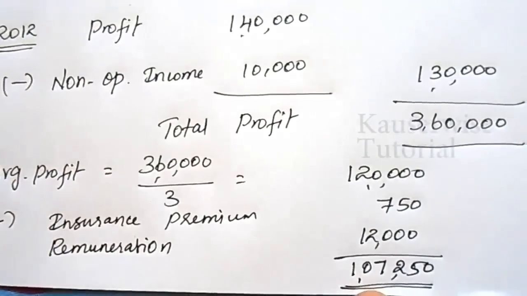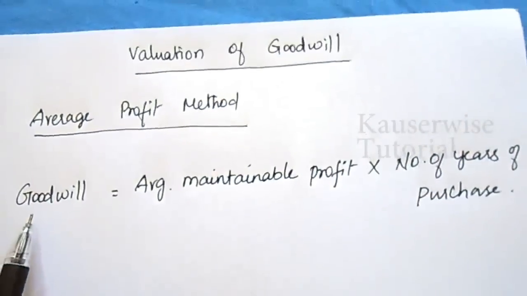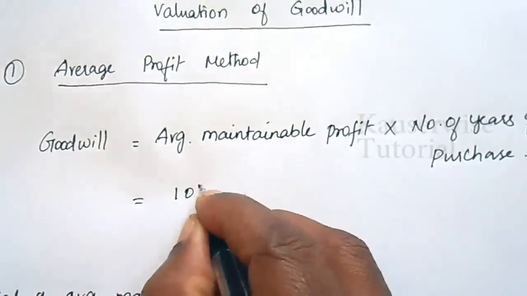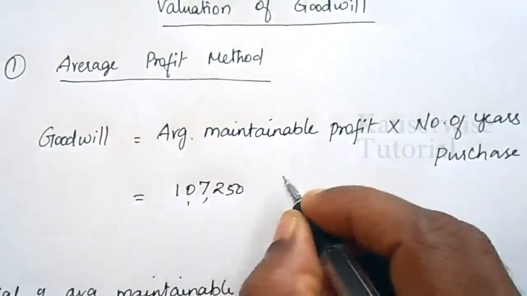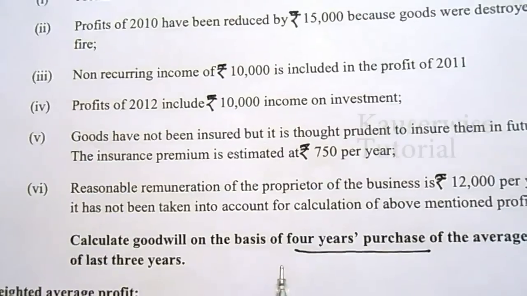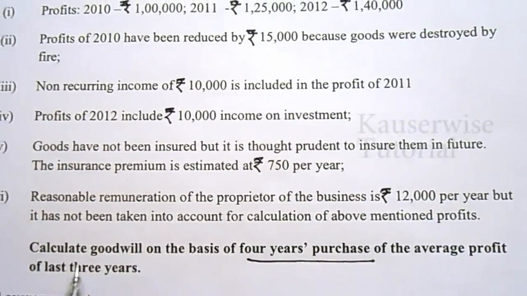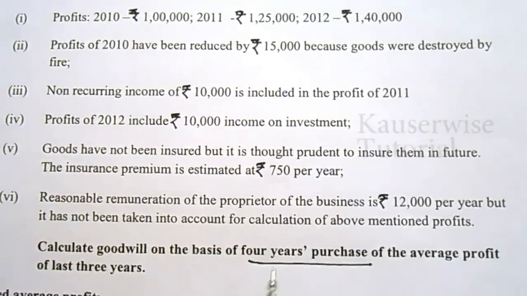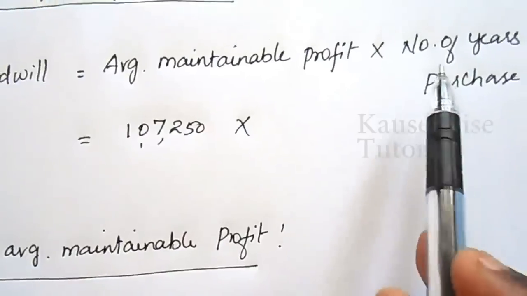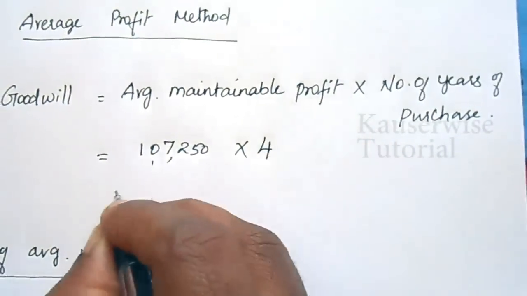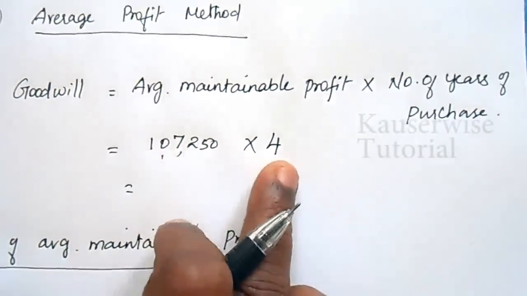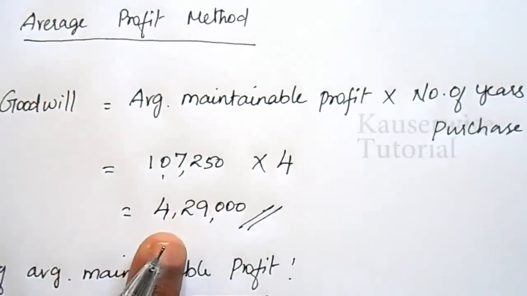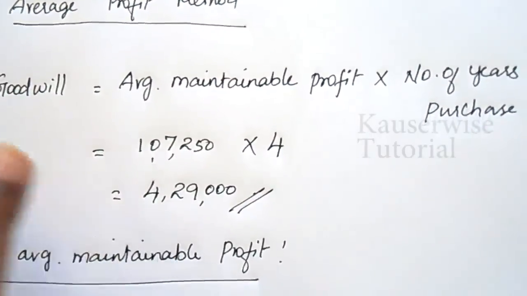So now we got this value. Just go for calculation of goodwill. Goodwill is equal to average maintainable profit. So what is the average maintainable profit? 1,07,250 into number of years of purchase. Look at the problem. Number of years of purchase is 4 years. Calculate goodwill on the basis of 4 years purchase of the average profit for the last 3 years. Multiply 1,07,250 into 4, 4,29,000. That's all. So goodwill value is 4,29,000 according to average profit method.